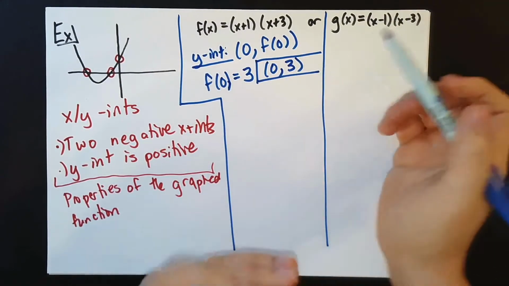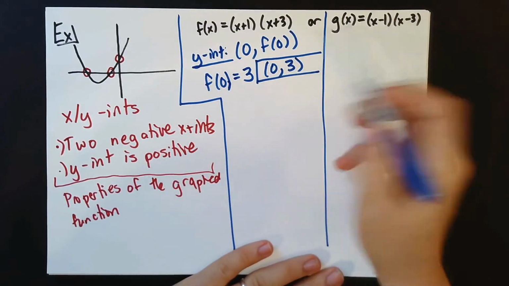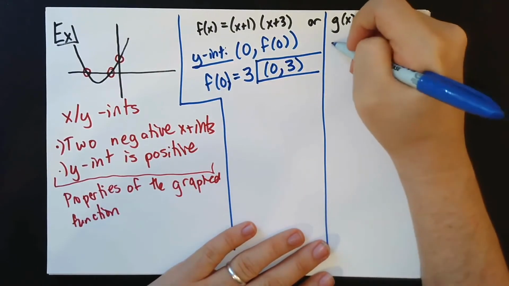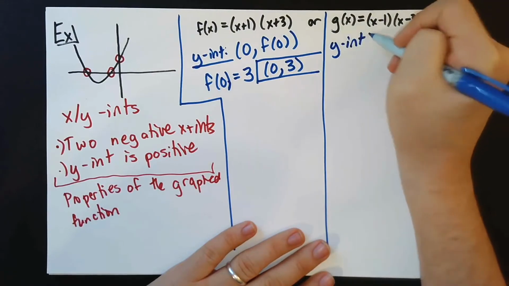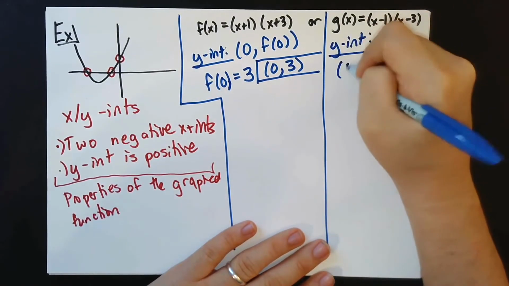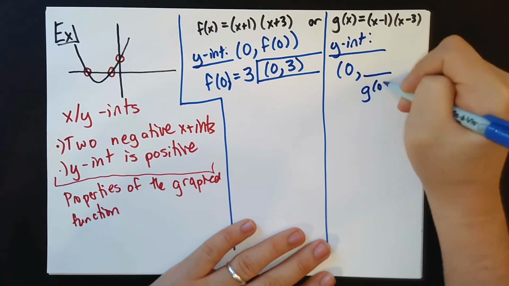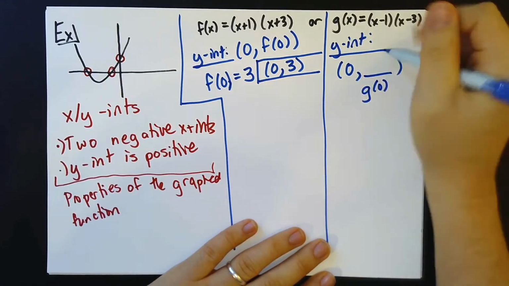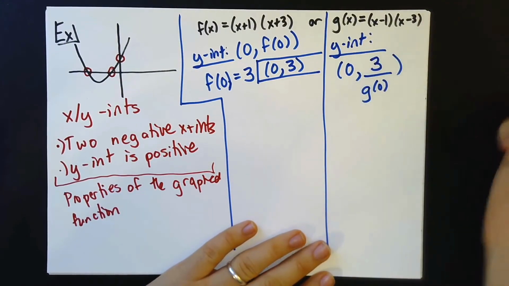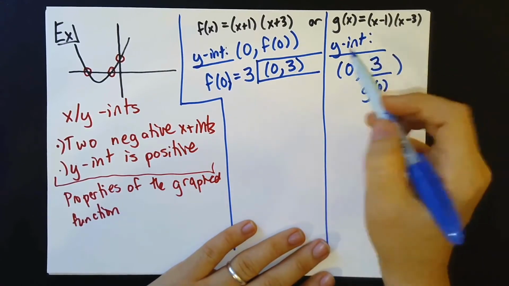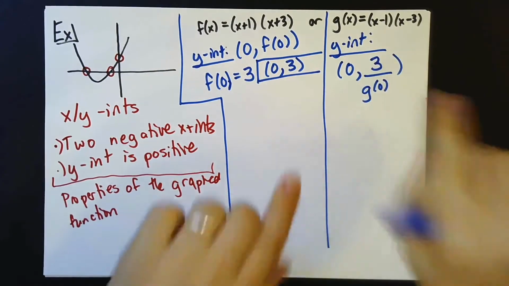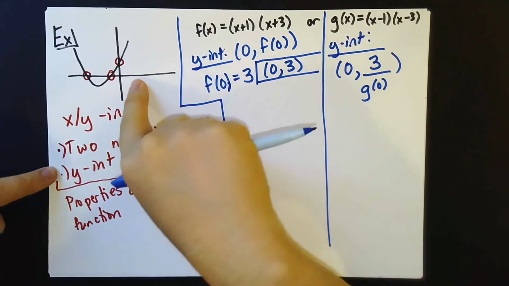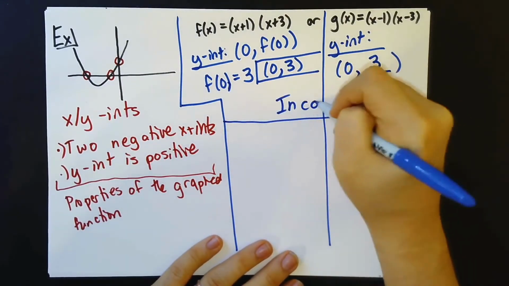Now, that doesn't tell us anything yet, because maybe both of these have positive y-intercepts, in which case this wouldn't help us. But let's look at g now. The y-intercept here is (0, g of 0). But g of 0 is minus 1 times minus 3, that's plus 3. So it has exactly the same y-intercept. Both of these match the information I have about the graphed function, so that is inconclusive.